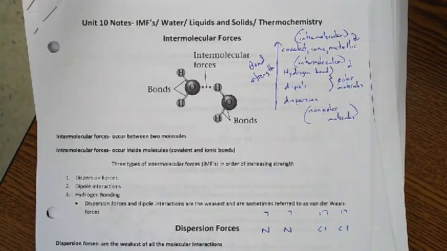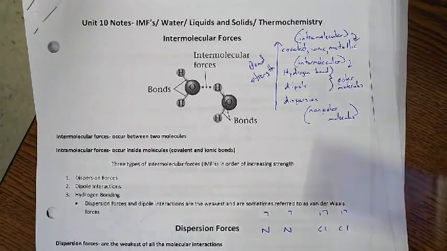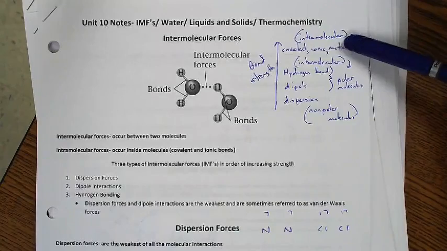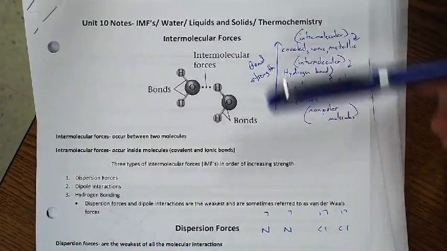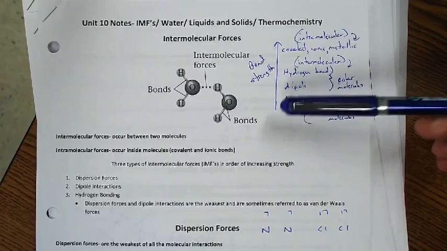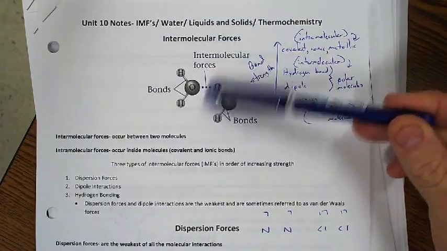Today we're going to be talking about intermolecular forces, and we're looking at the different types of intermolecular forces and how they affect boiling points. In the last chapter we were talking about covalent, ionic, and metallic bonds. Those are intramolecular forces inside the molecule, like this would be a covalent bond here. So today what we're going to talk about is the forces between molecules.